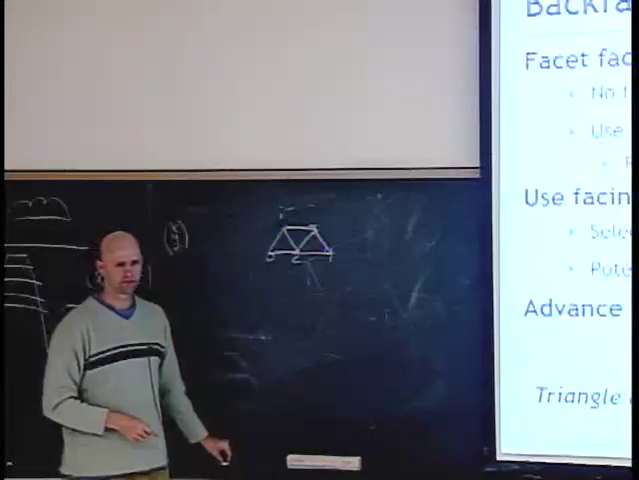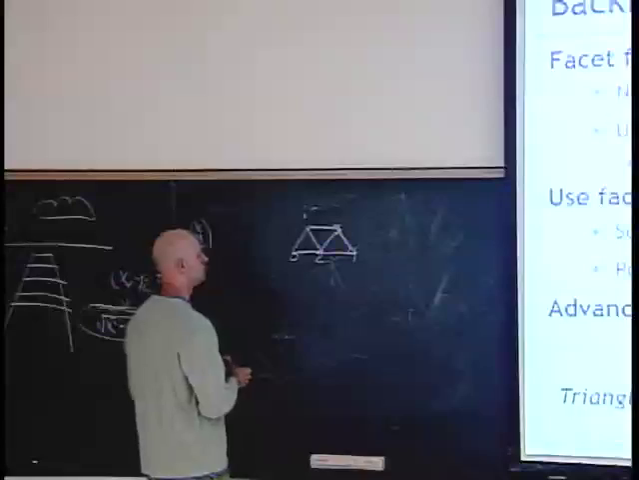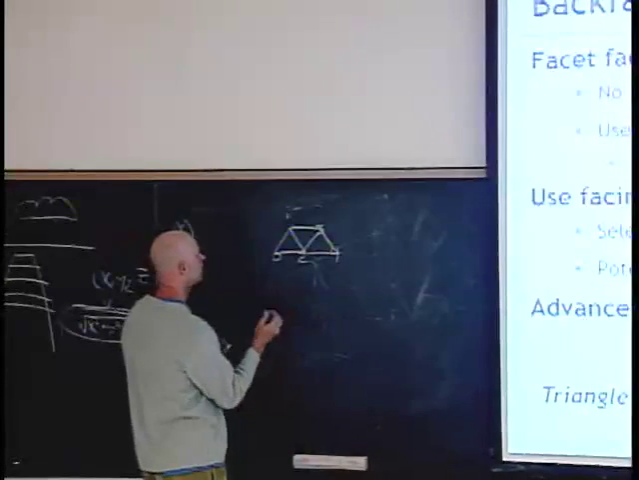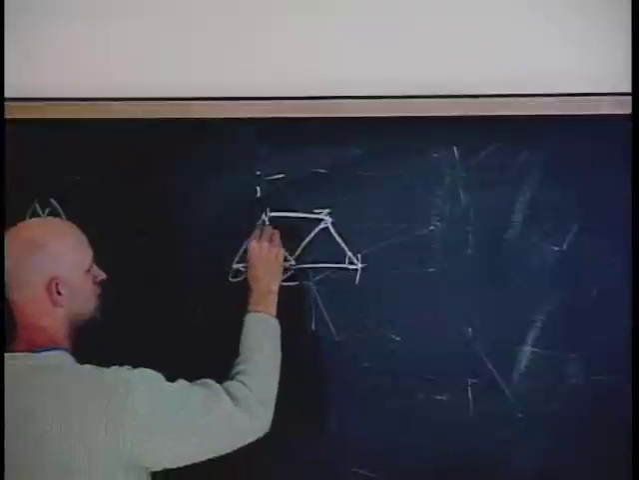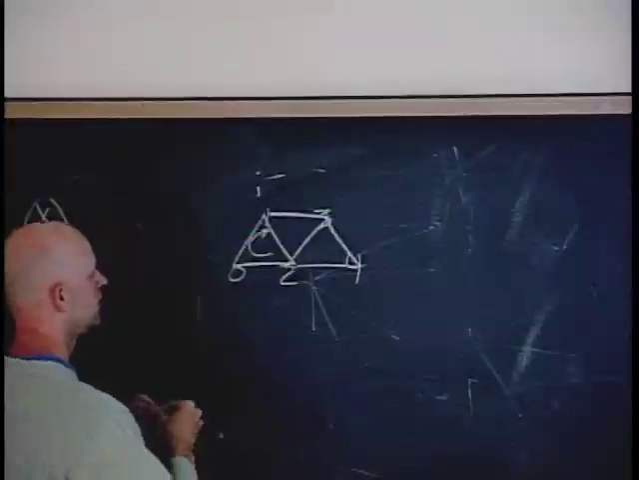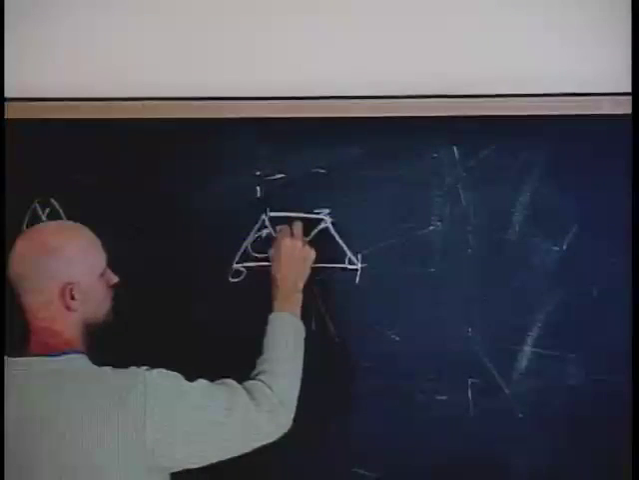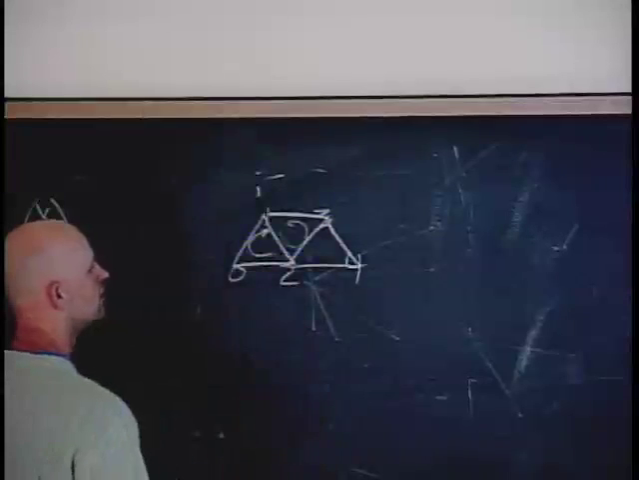Hey, I'm not seeing this. So 1, 2, 3, isn't that counterclockwise? Oh wait. Okay. 0, 1, 2. 1, 2, and then 1, 2, 3 counterclockwise, right? Okay. This would be 1, 2, 3. Ah, crummy.